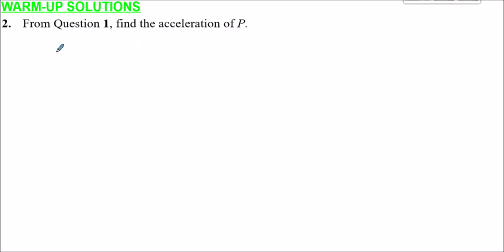We can actually use here v equals u plus at. However, we're talking about vectors, and so the vector form of this SUVAT equation is vector v equals vector u plus vector a multiplied by t. If we rearrange this, we get that the acceleration vector is going to be v subtract u all over t. And so going back to question 1, v was i minus 2j.